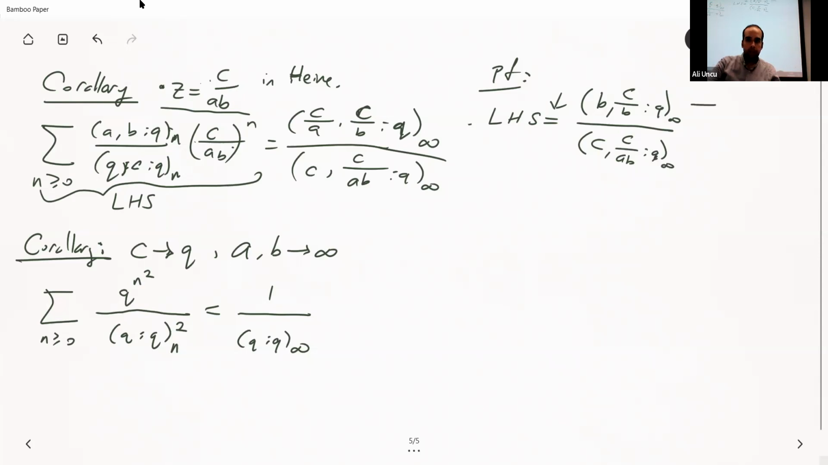Cool, and we have the sum, greater or equal than 0. Now we have c over b, and z, my z is c over ab this time. C over ab is q sub n, divided by q, a times z, which also appears here. That is the c over b is q sub n. And my last term is b to the n.